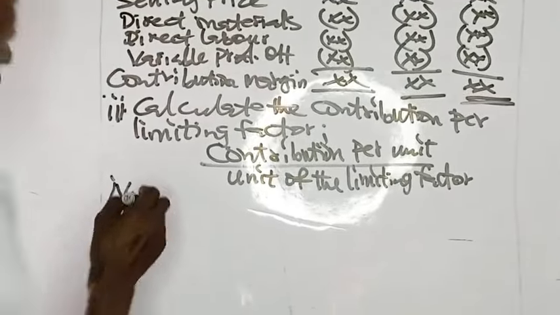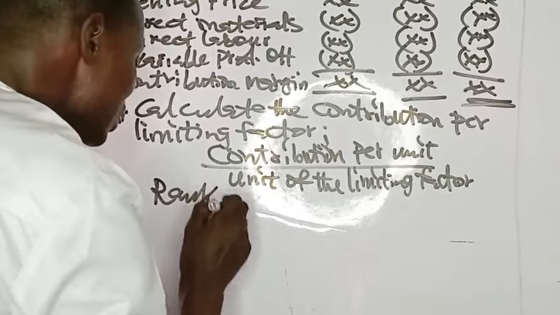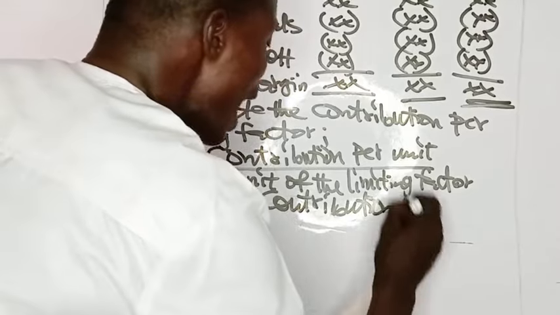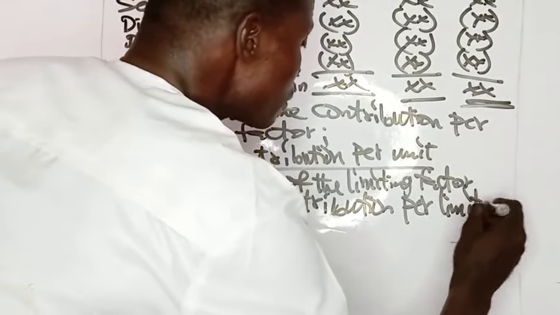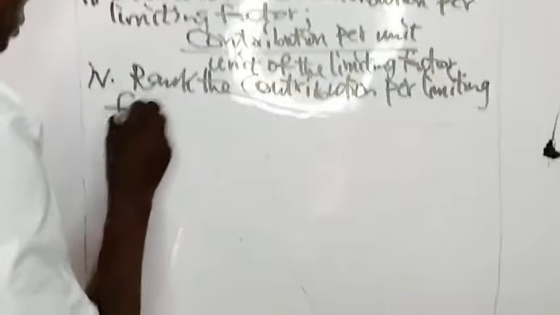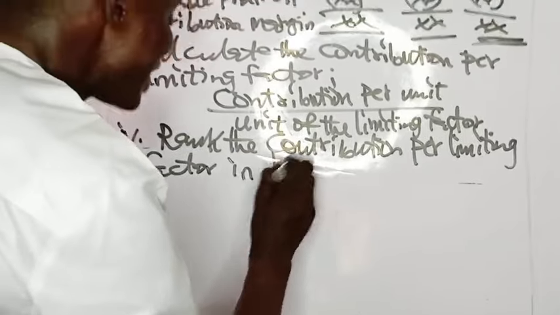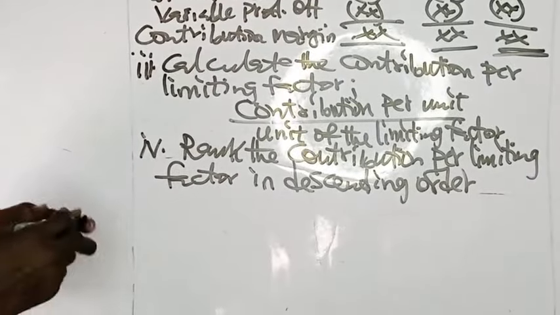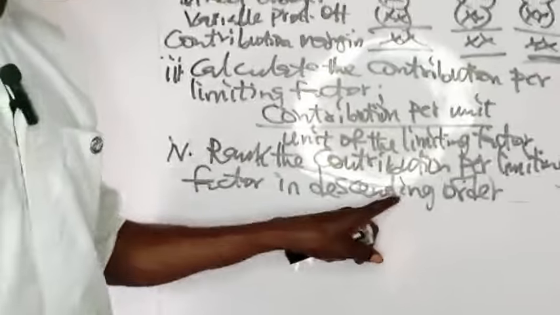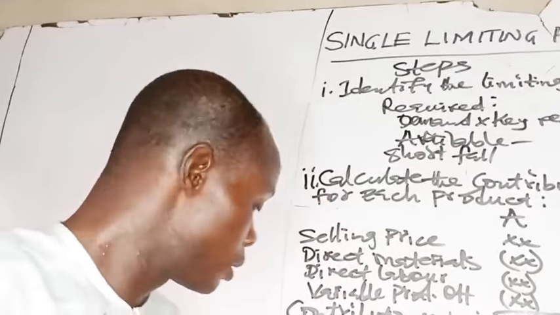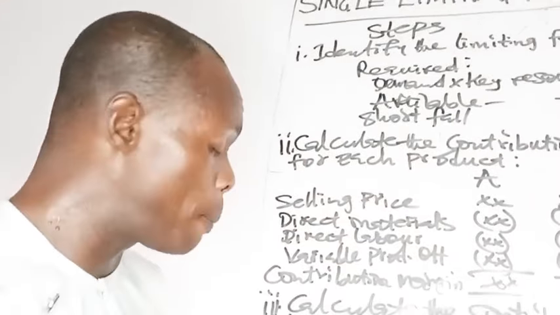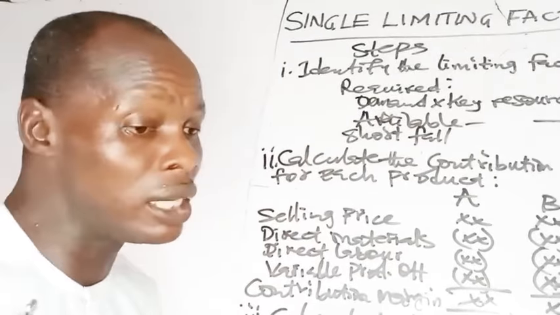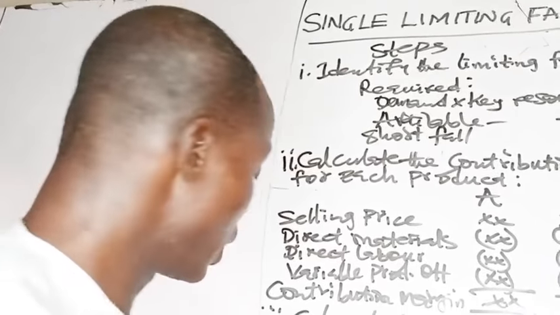The fourth step is to rank the contribution per limiting factor in descending order. You are going to rank it in descending order. That is, from the highest to the lowest. Ranking it in descending order means you rank it from the highest to the lowest.